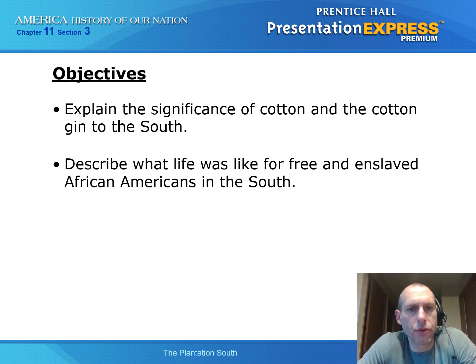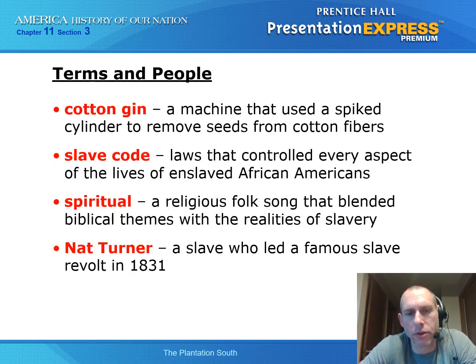All right, you read chapter 11, lesson 3 yesterday, and this is meant to be just a quick review over what you read and hopefully understood. You'll be taking a quiz today, just looking at the objectives of the lesson, just understanding the significance of cotton in the South. It became the main moneymaker not only for the South but for the country, and then what enslaved life was like for Southerners especially.